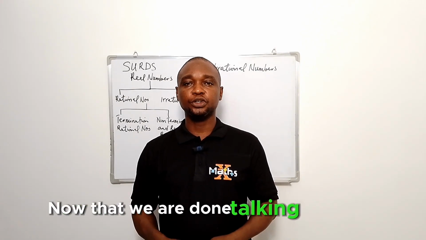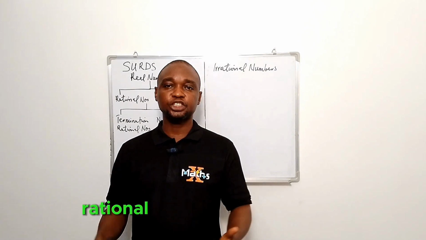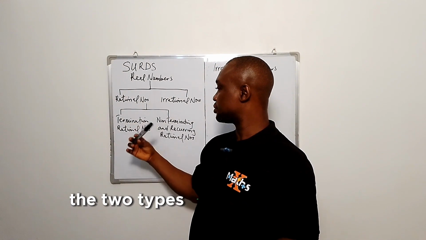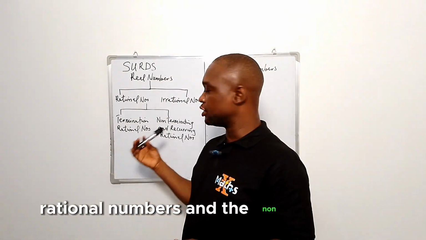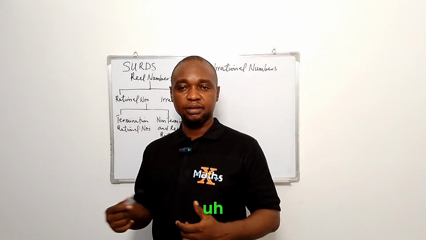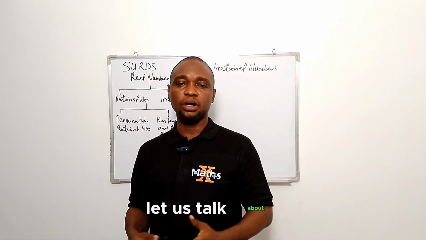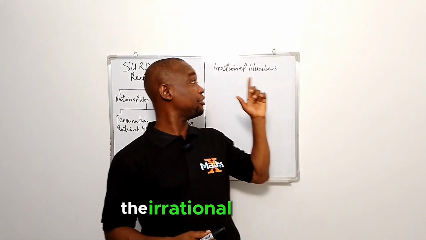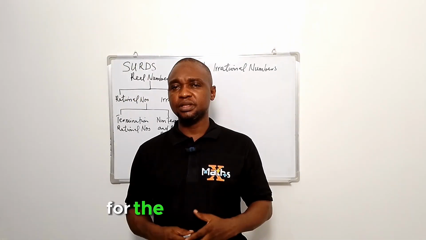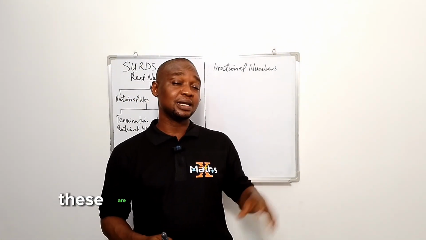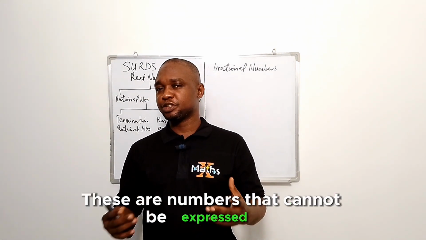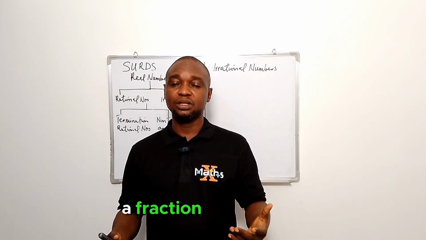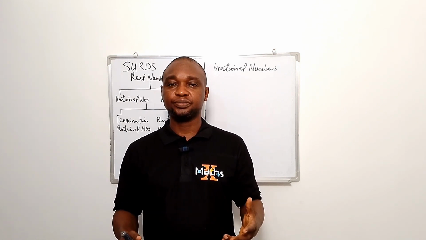Now that we are done talking about the rational numbers, and of course the two types of rational numbers, the terminating and the non-terminating rational numbers, let us talk about the irrational numbers. The irrational numbers are the exact opposite of the rational numbers. These are numbers that cannot be expressed as a fraction or as a ratio.